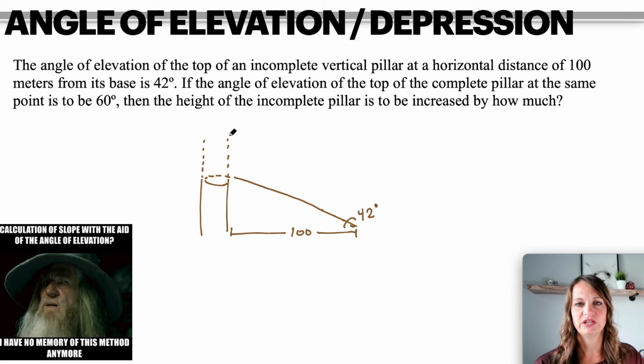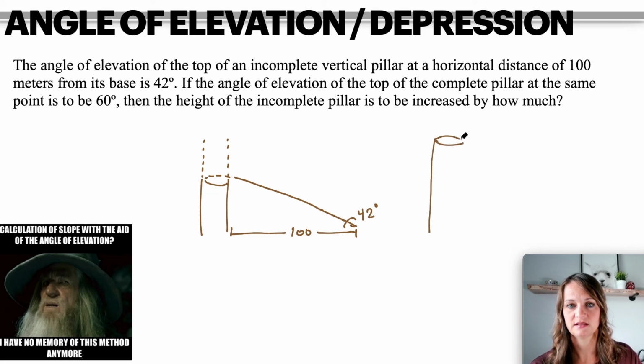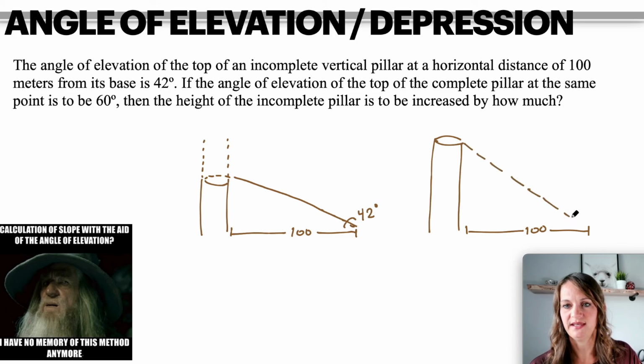Then if they actually complete the pillar, so this is the pillar complete, and if you're 100 meters away, the angle of elevation is now going to be 60 degrees. They want to know how much did it increase by. So if the original was there, and this is the completed, they want to know how much did it increase by. So we will actually subtract these numbers.